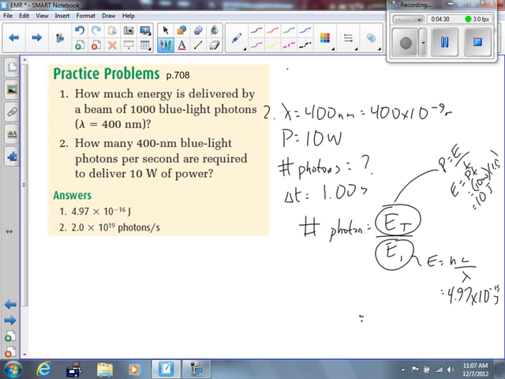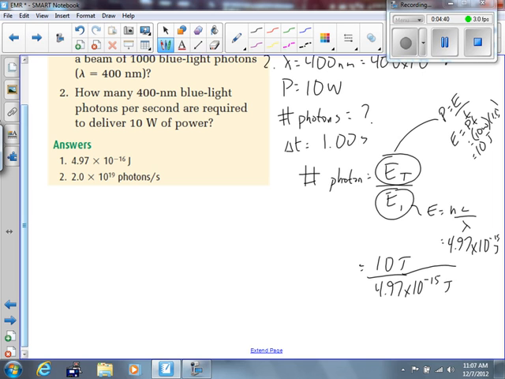Now let's do the math there. 10 joules divided by 4.97 times 10 to the negative 19 joules. When we do that math, we get an answer that is 2.0 times 10 to the 19.